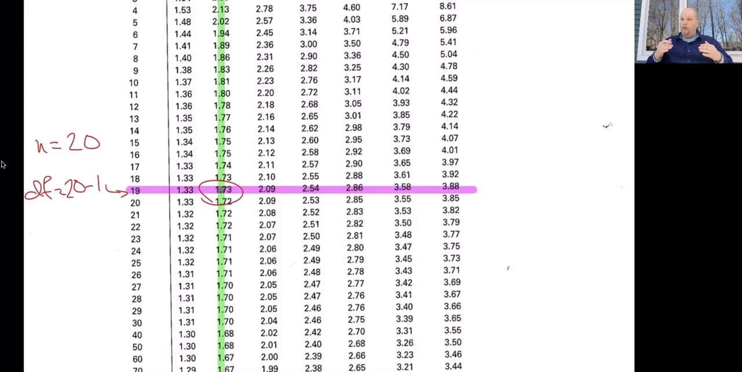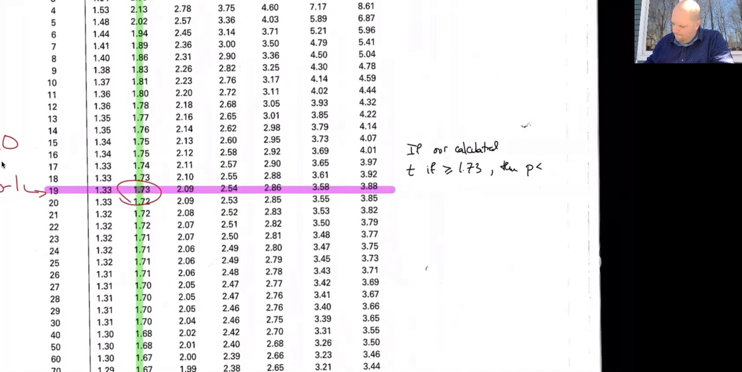This is a little different from how the z-table worked. In the z-table, you would have looked up a specific z value and then found your p-value directly from that. What we can do in this situation is the following. When we do our test and we calculate our value of t, if that's greater than 1.73, then our p-value is less than the alpha, in this case 0.05 that we're working with.